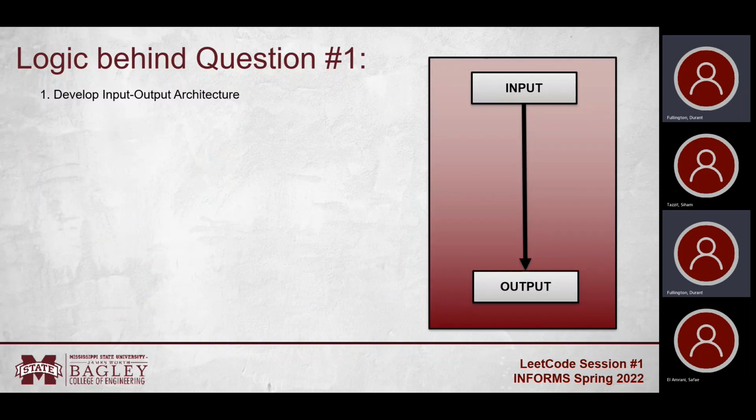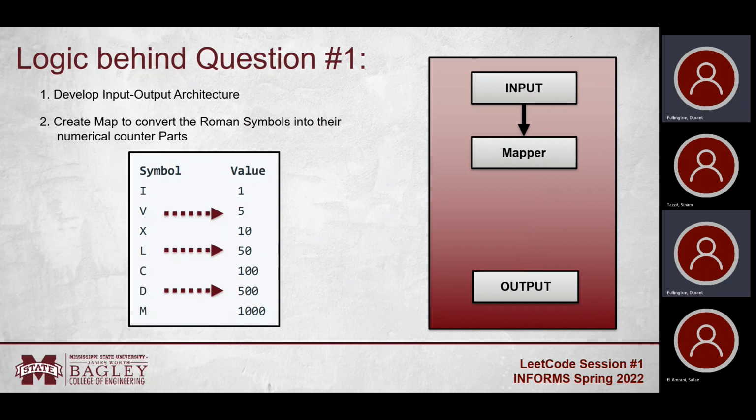We can also break down how we want to implement the code in steps. This may seem a little overkill, but this is how we want to approach each of these problems and start building good habits. The first thing is we need to develop an input-output architecture: we input a number, and it gives us an output. The next step is to create our mapper, mapping these input values to their specific output values, and this can be accomplished using a dictionary.